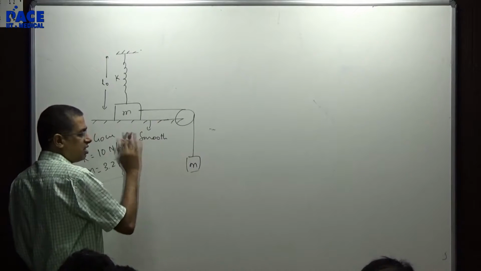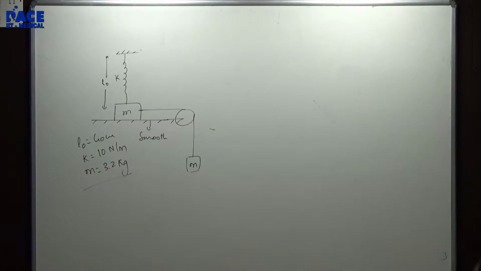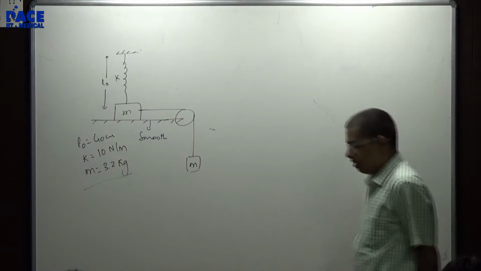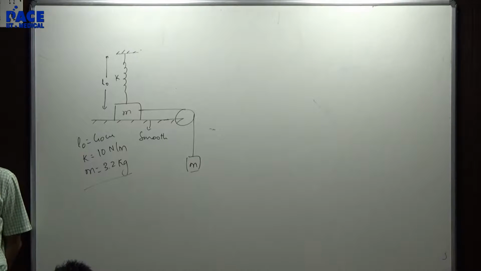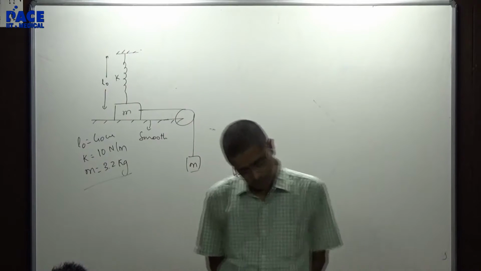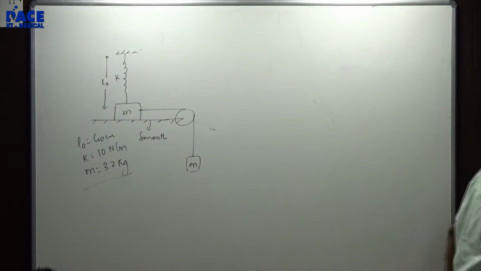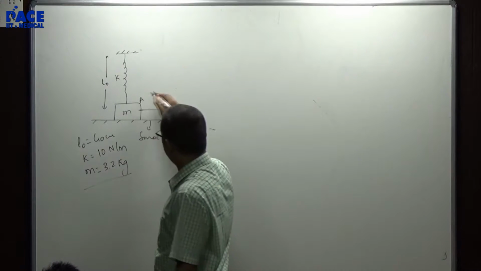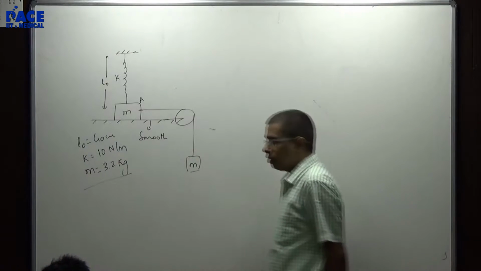If the masses are released from the position shown, find the velocity of both the masses when block A leaves contact with the surface.